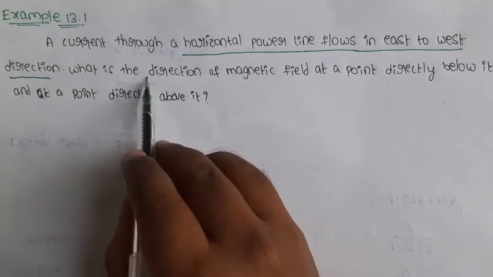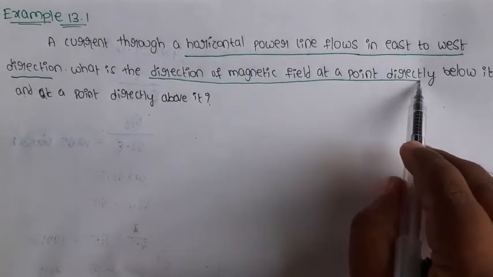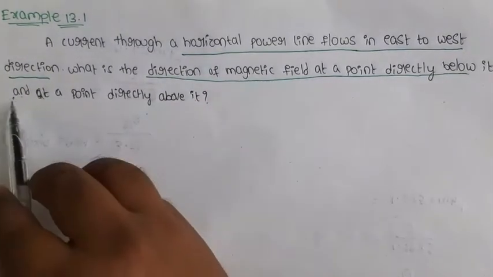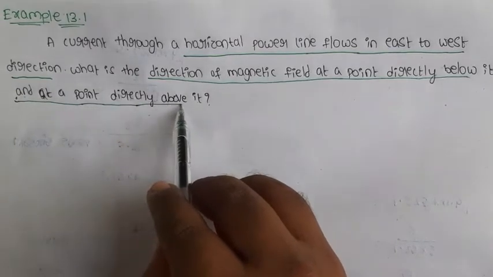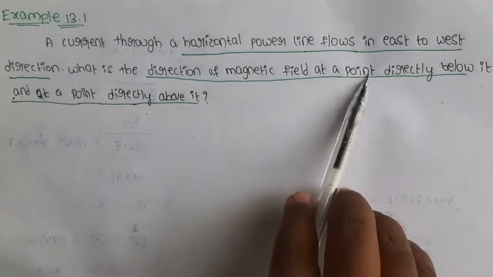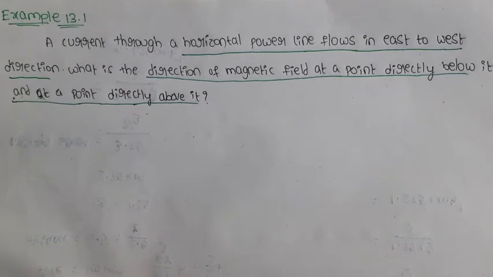What is the direction of magnetic field at a point directly below it and at a point directly above it? So find the magnetic field direction at a point of the wire above and below.